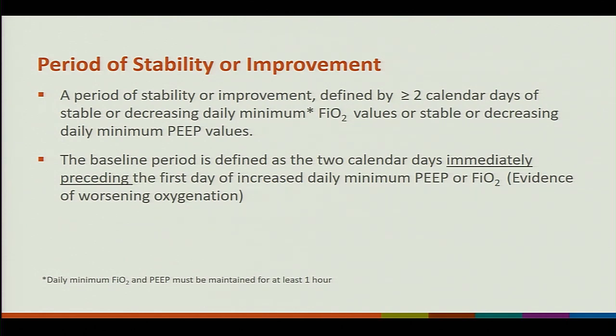Okay, so we have reviewed the daily minimum value concept, and now let's make sure we understand the baseline and the worsening concepts of the VAC definition. So let's review the elements of VAC. First, a period of stability or improvement must be observed, which is defined as at least 2 calendar days of stable or decreasing daily minimum PEEP or FiO2 values. Next is the baseline period, which are the 2 days immediately preceding the first day of worsening oxygenation.